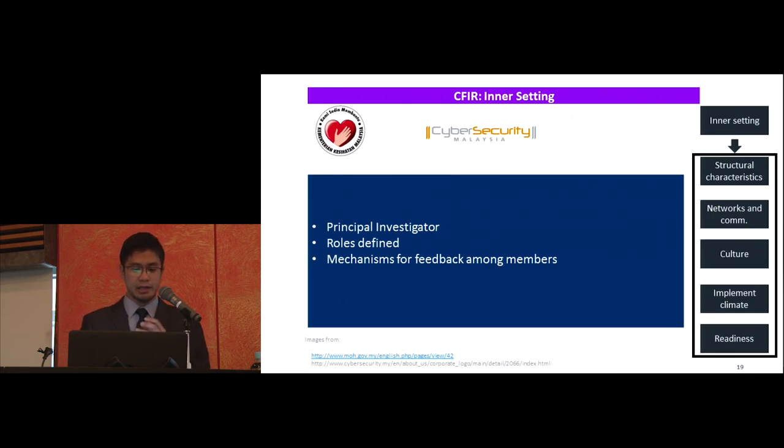In terms of inner setting, as I've mentioned, I am the principal investigator. So as it is, the roles are very much defined. The stakeholders are very well represented in my study, either in an advisory role, as part of the data collectors, as well as part of giving experts' opinion on analysis and so forth. We have explicit documentation as well as resources that have been put aside for a mechanism for feedback among team members as well as among the stakeholders.